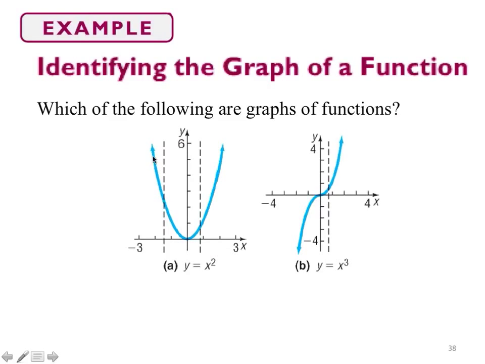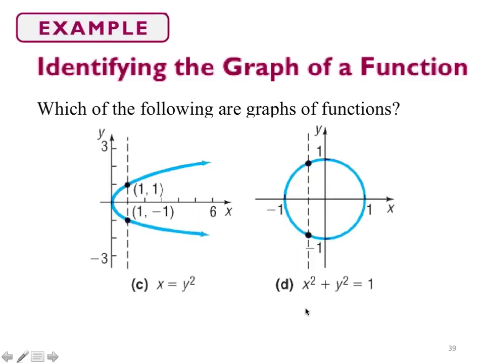So if we look at this, for example, we have this parabola here. If we take our vertical line, I'm going to move it across. I don't run into any issues because everywhere that I move it, it only hits my graph once. So that's going to be a function. And with this one right here, y equals x cubed, I take my vertical line and I move it across. Again, I don't run into any issues, so this one is also a function.